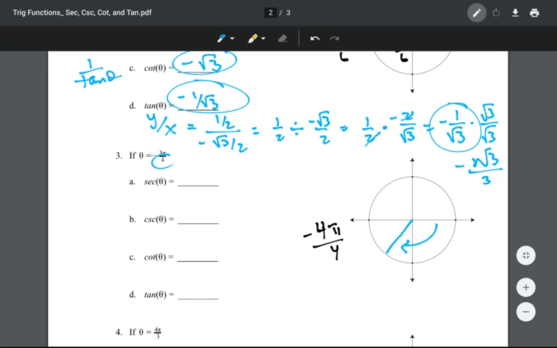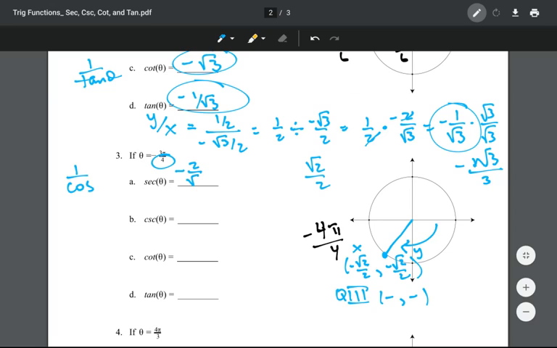This is a pi fourths, so I know I'm working with radical 2 over 2's. I'm in quadrant 3, where everybody's negative. So this point right here has got to be negative radical 2 over 2, comma, negative radical 2 over 2, both my x and my y. I want to start with secant. Secant is 1 over cosine, so that's going to be negative 2 over radical 2. If you were to rationalize that, it turns out to be negative radical 2.